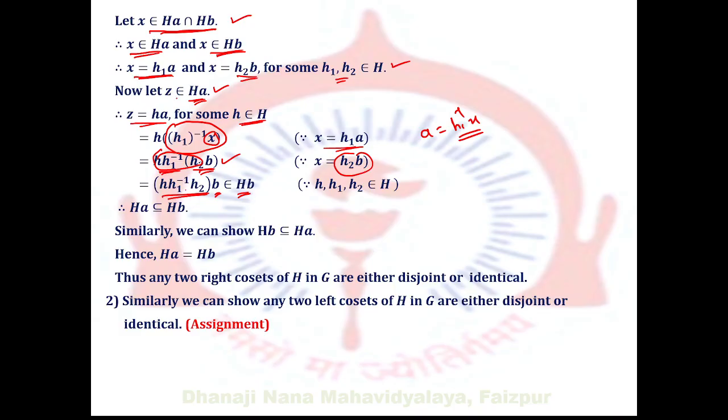So thus whenever z belongs to HA, we get z belongs to HB. So therefore we have HA is subset of HB. Similarly we can show HB is subset of HA. So thus here HA is equal to HB. So thus if these two right cosets are not disjoint, then they are equal. So thus any two right cosets of H in G, they are either disjoint or identical. Similarly, we can show any two left cosets of H in G are either disjoint or identical. Okay.